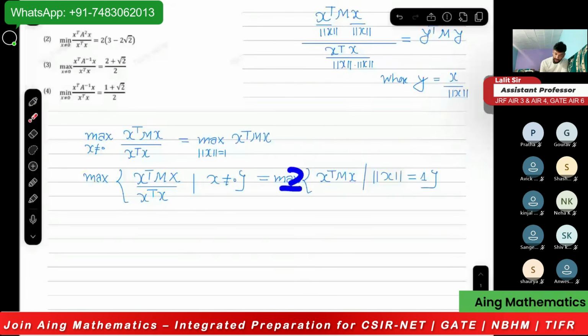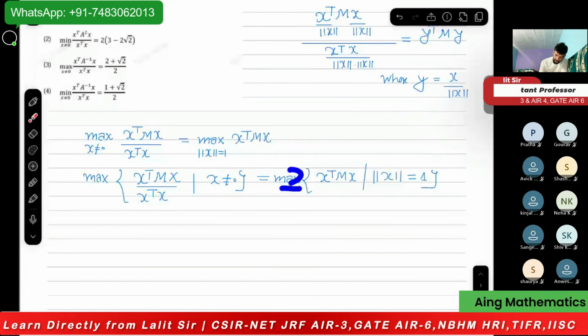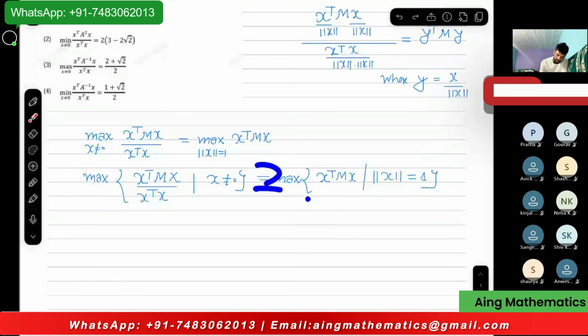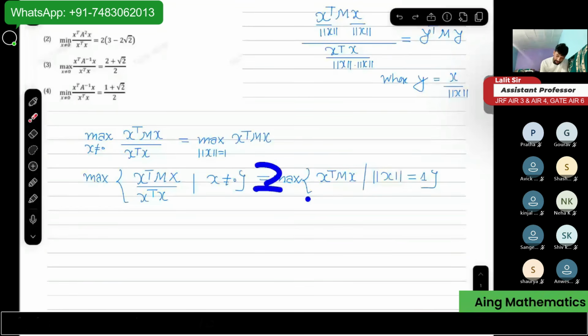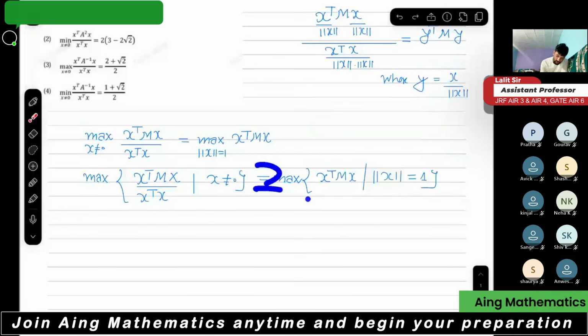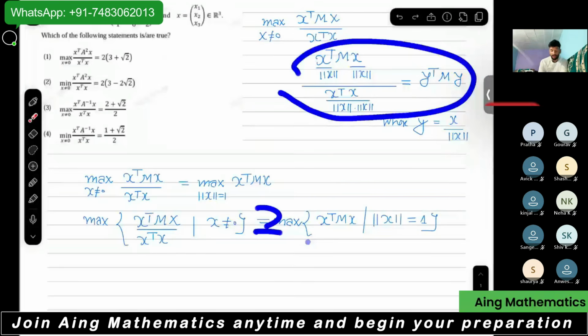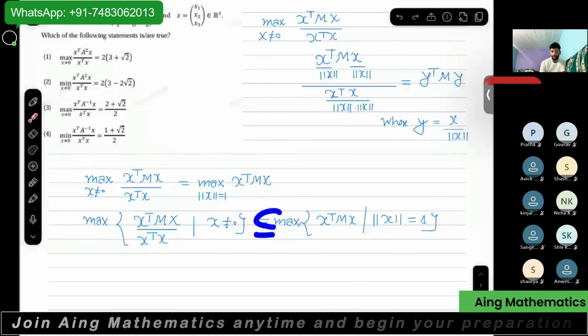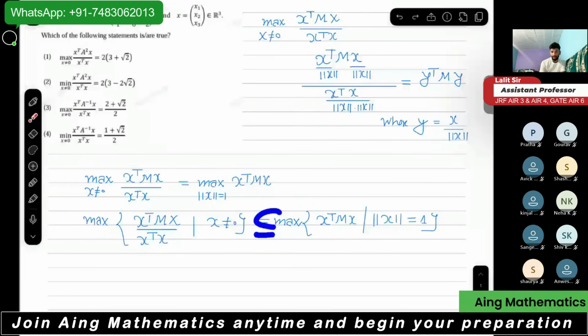This direction is clear. I mean to say, just forget about max first. So this is a subset of this, right? Yes or no? And in this way, you can show that this is also a subset of this. So their maximum will be equal. Is it okay? I'm not going to write that. Did everyone understand?